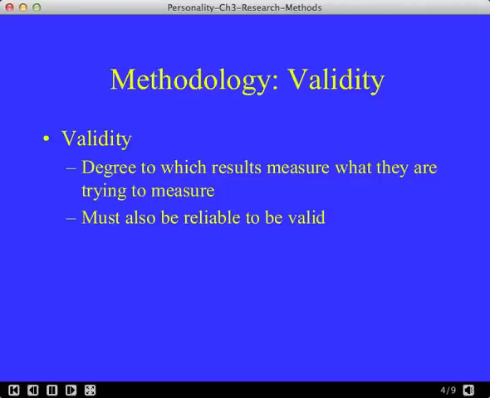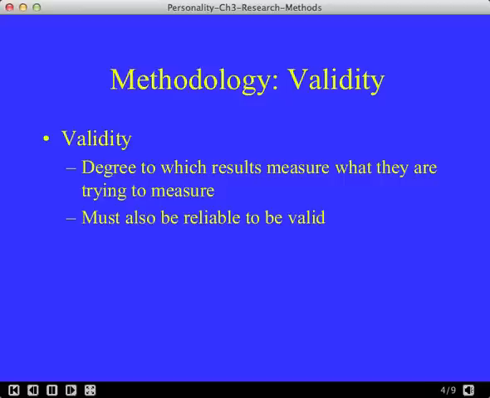It may help to pair the V word validity with the V word vegetables, and the R word reliability with the R word rain. You must have rain in order to have vegetables. You must have reliability to have validity. You can have rain without vegetables. You can have reliability without validity.